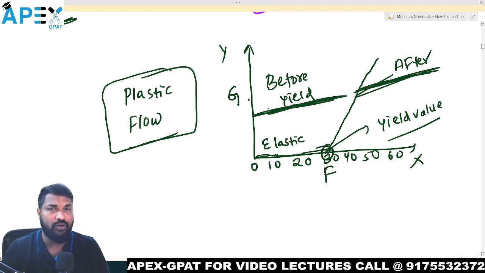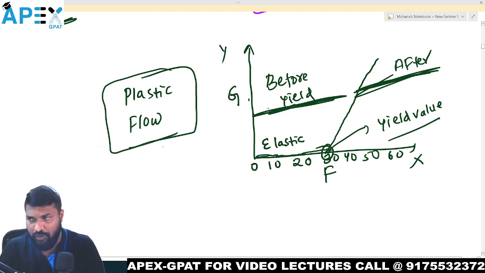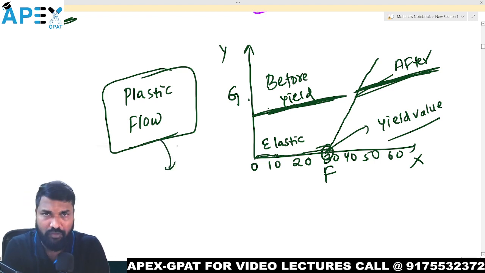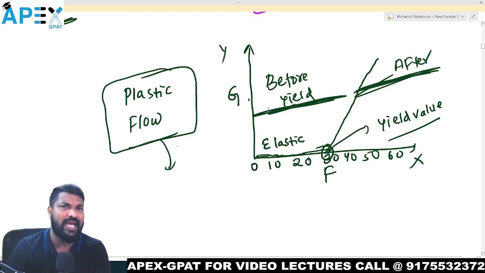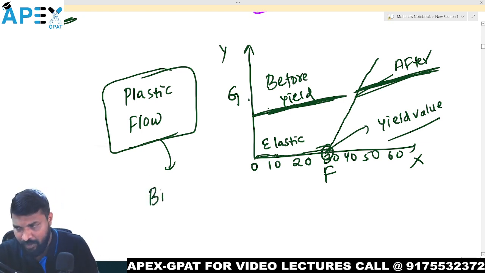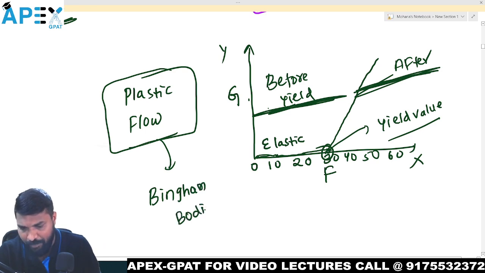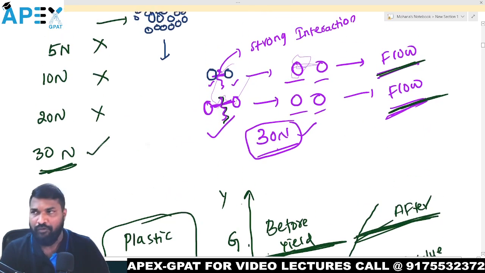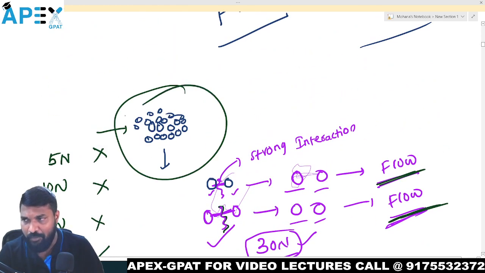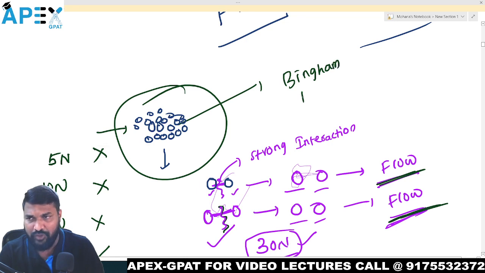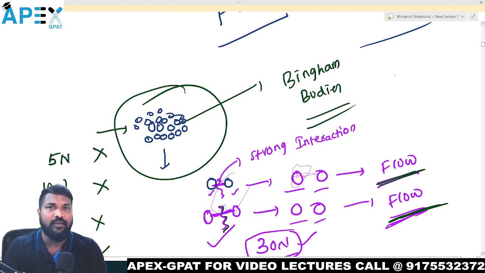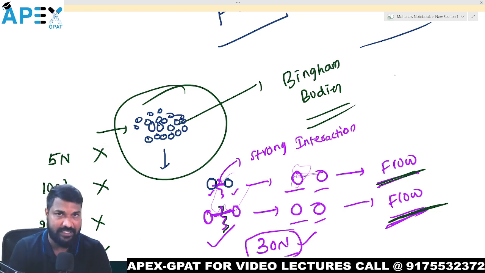This plastic flow we also say is Bingham flow. And the material that shows plastic flow, we call it a Bingham body. What do we call this one? Bingham bodies. These are the Bingham bodies. These materials showing the plastic flow, we say they are Bingham bodies.